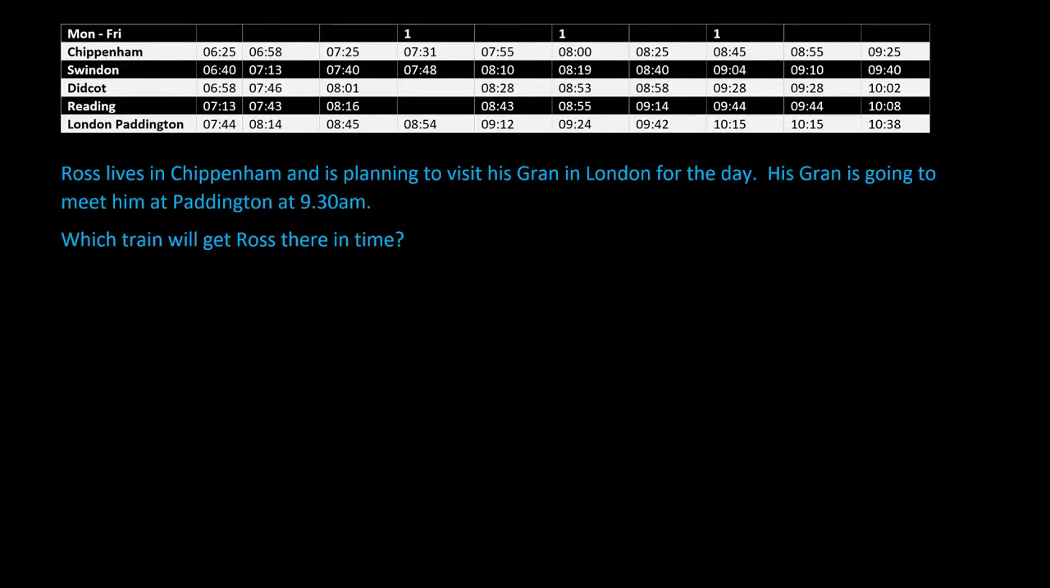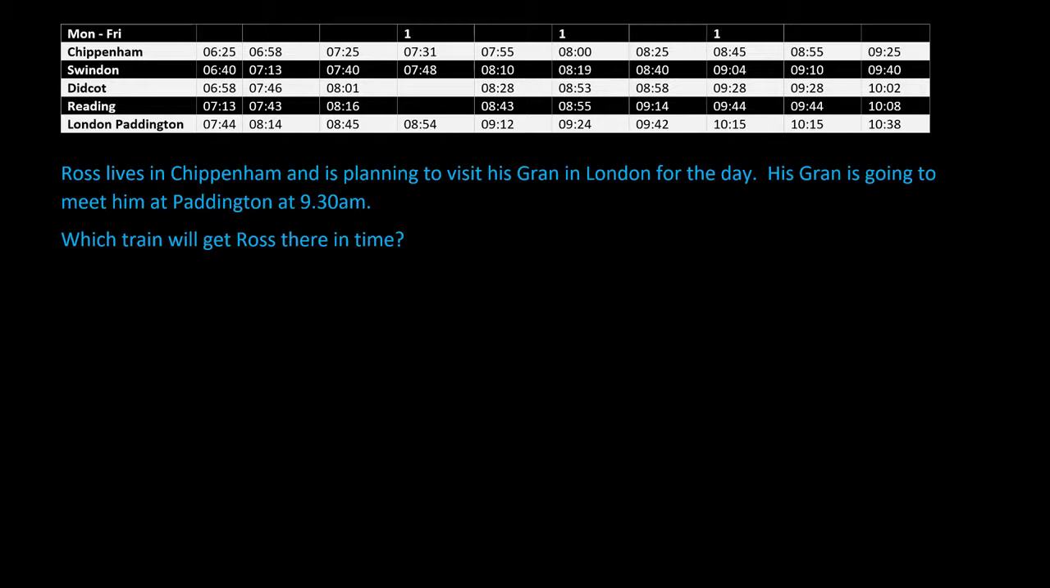Now here what we have is a train timetable. It works very much in the same way as the bus timetable. We've got the destinations, the stops on the left hand side, and if there isn't a time, it means it doesn't stop there. Now the numbers along the top indicate that you will actually have to change trains to get to the final destination. So Ross lives in Chippenham and is planning to visit his gran in London for the day. His gran is going to meet him at Paddington at 9:30 AM. So which train will get Ross there in time?